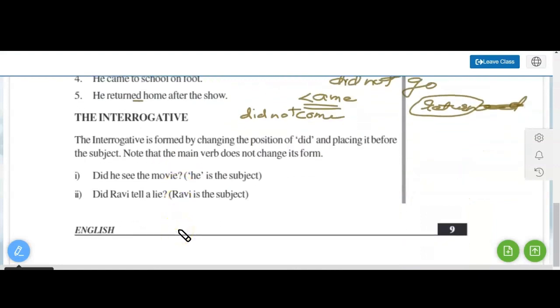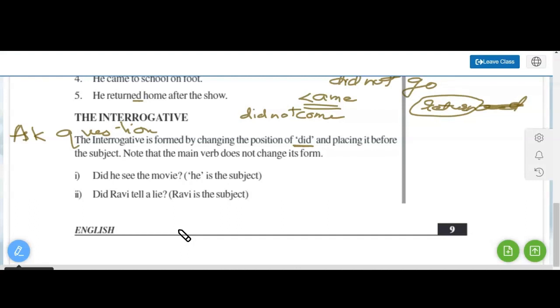It is the interrogative. The interrogative is formed by changing the position of did and placing it before the subject. So before doing this, we have to know what is interrogative. Interrogative means to ask questions. When you wish to ask questions, you have to use did. Okay, so now we have used negative sentences. Now we will be seeing how to make interrogative or asking questions sentences. How you are going to ask questions.